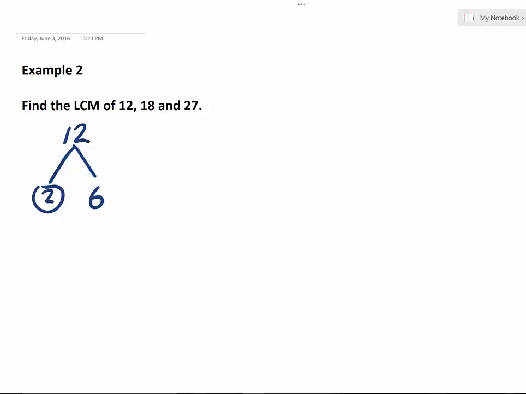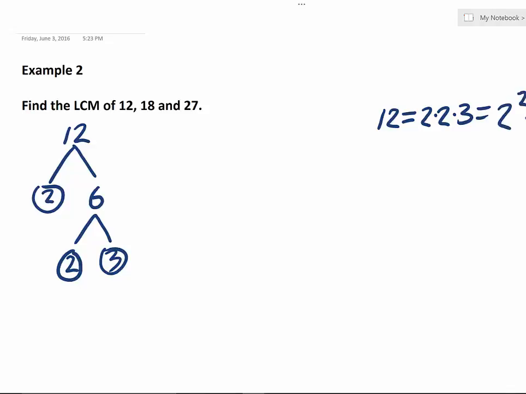6 is not a prime number yet. We have to keep breaking this down. So the smallest prime number going into 6 will be 2. 2 going into 6, 3 times. All right, so we take care of the 12 now. So 12 equals 2 times 2 times 3, which is 2 squared times 3. We always write in a simplified form.